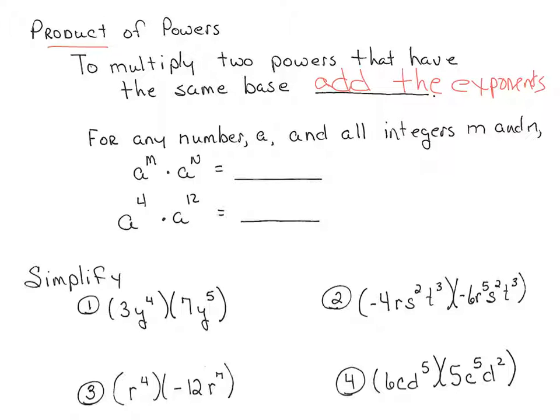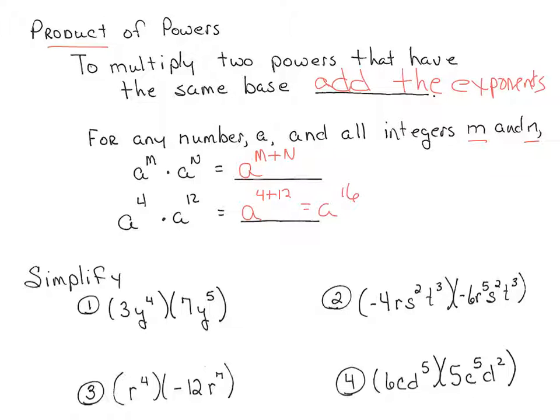In other words, if we have a number a and integers m and n, that just means no fractions, then a to the m times a to the n could be rewritten as a to the m plus n. So a to the 4th times a to the 12 could be written as a to the 4 plus 12, or a to the 16th.